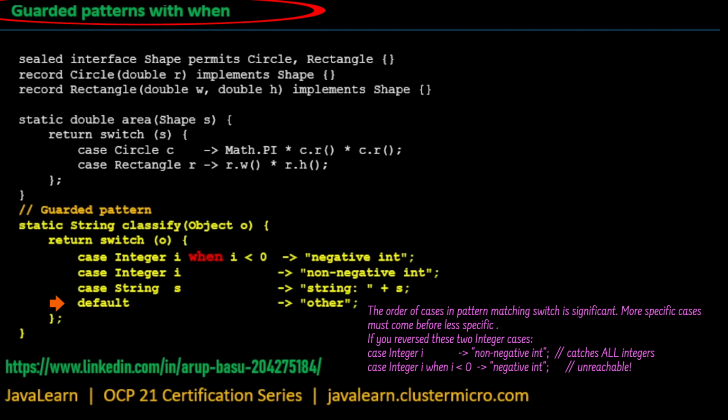If you reverse these two Integer cases, that is, case Integer i arrow "non-negative int" first, then case Integer i when i < 0 "negative int", then the second case, case Integer i when i < 0, would be unreachable, right? So the compiler would reject this. The second case can never be reached because the first case already catches all integers including negative ones. So this is a compiler error: this case label is dominated by a preceding case label.